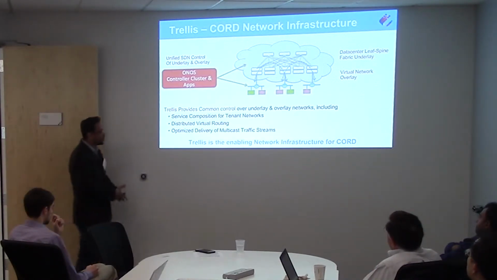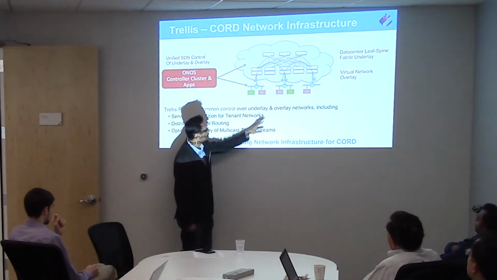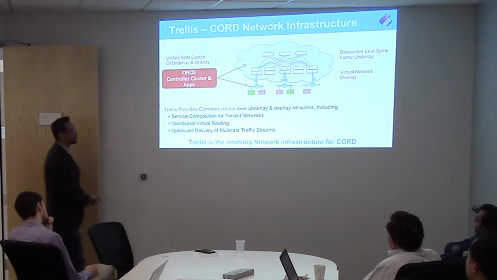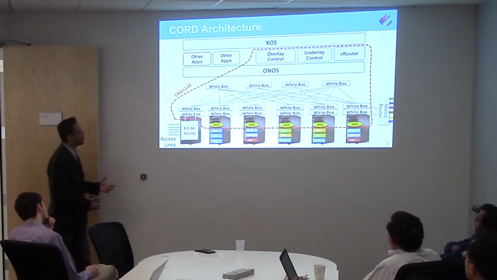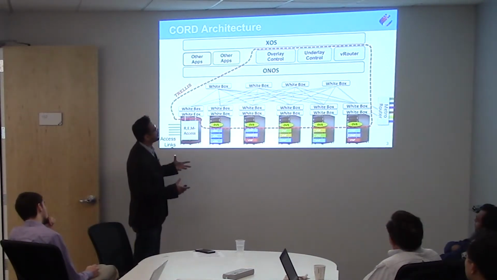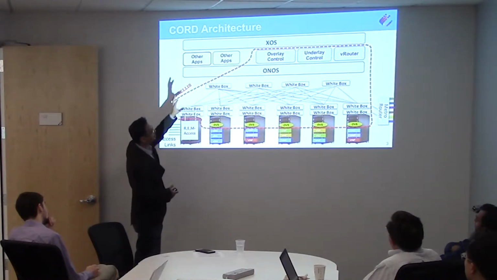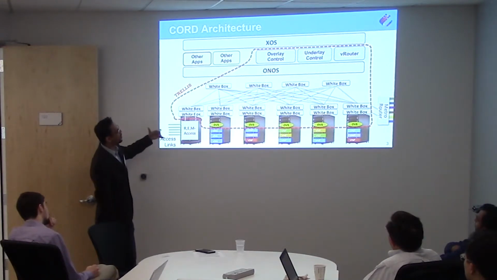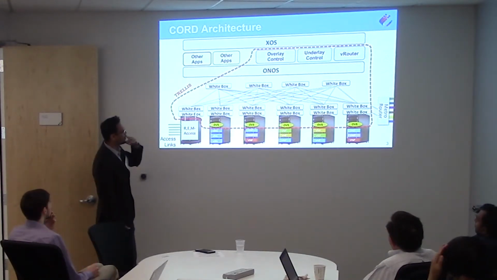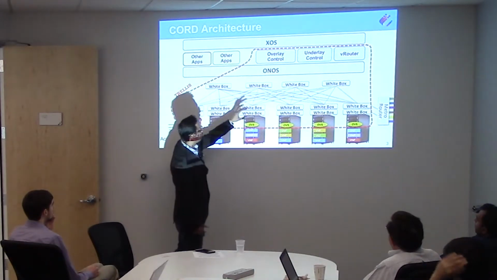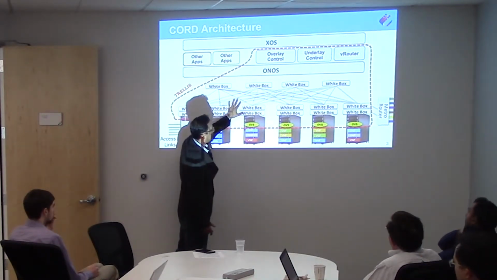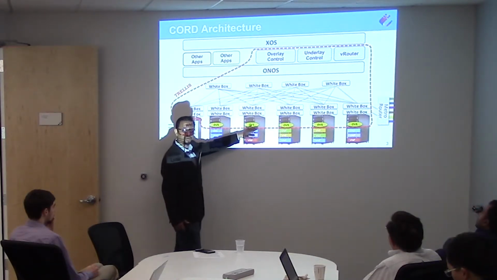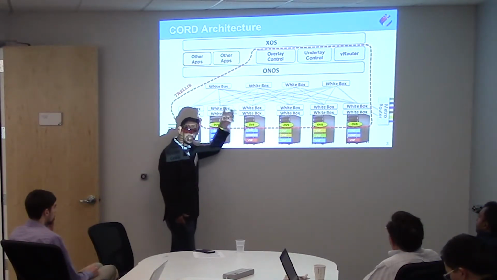So Trellis, together with the underlay and the overlay, is the enabling network infrastructure for CORD. That's one way to use it. To give you another way to view the same thing, here's XOS, which is the service orchestrator and infrastructure orchestrator, and then you have ONOS, and then a number of apps that run on top of ONOS. But it's the same ONOS that is controlling both the underlay network as well as the overlay network that is built out of virtual switches running in all the compute nodes and doing a VXLAN based overlay.